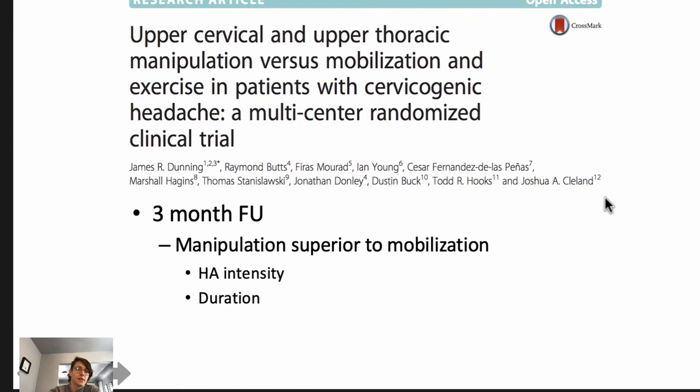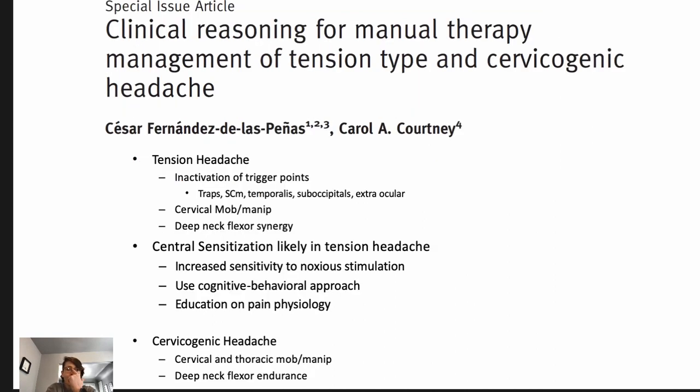Okay, this study looked at those with cervical headache, and this was very similar to the mechanical neck pain study that was done. They did an upper cervical and an upper thoracic manipulation versus the other group that got upper cervical and upper thoracic mobilizations. They did a 3-month follow-up, found manipulation to be superior to mobilization for headache intensity and duration. And this is the same group that did that other study, and there were some pretty significant effect sizes there as well.